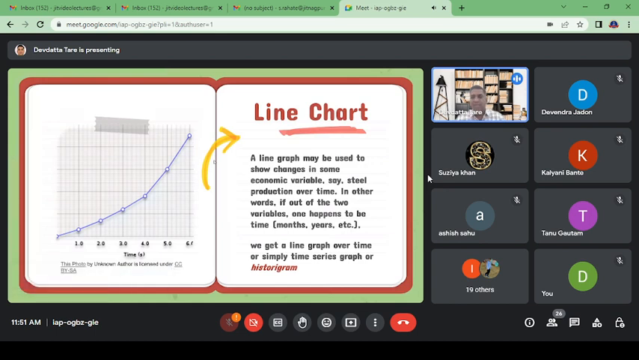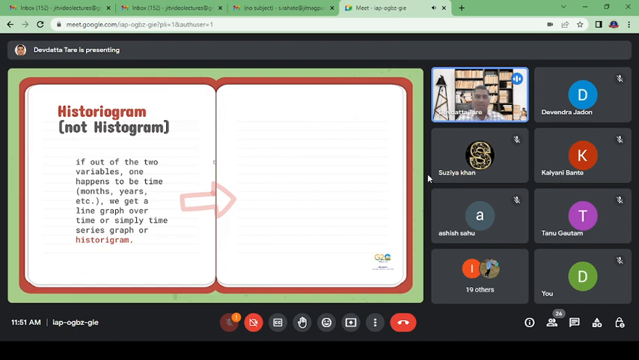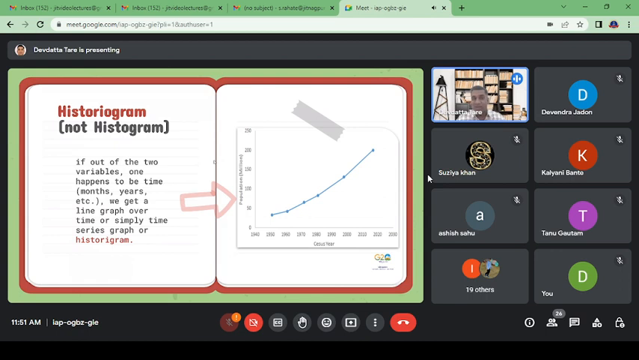Next, or rather a subtype of the line chart, is known as the historigram, not histogram. A line chart depicting data which is based on time variables, that is months, years, etc., is known as a historigram, not histogram. I will repeat myself. It is known as a historigram. So a historigram is nothing but a line chart depicting time series data, which may be months, years, etc.